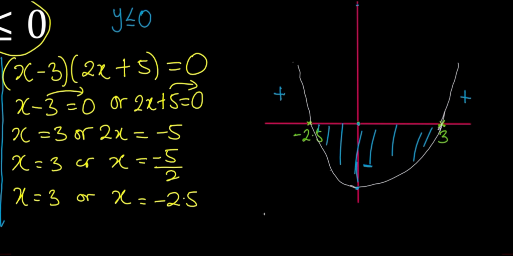It means that the solution is that your x runs from minus 2.5 to 3. So minus 2.5 is less than or equal to x, because that's the condition, and x is less than or equal to 3. That is the solution of the question given to us.